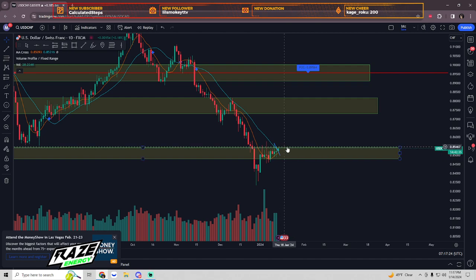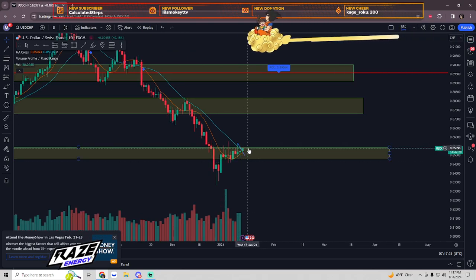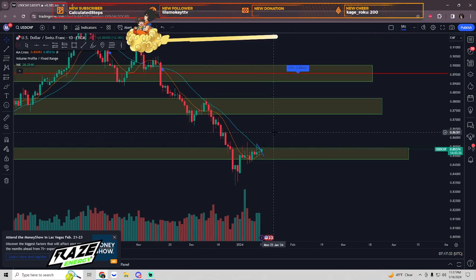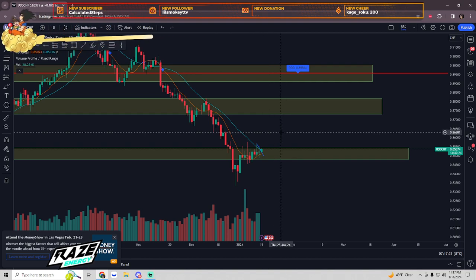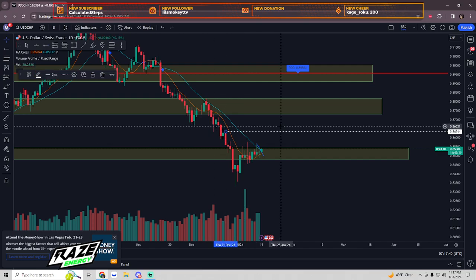I'll close above this, which might take a day or two. This is the daily, so it might take a day or two. But I wanted to close above this and make a push maybe to this area. Maybe, yeah, this area. I'll even mark it there.